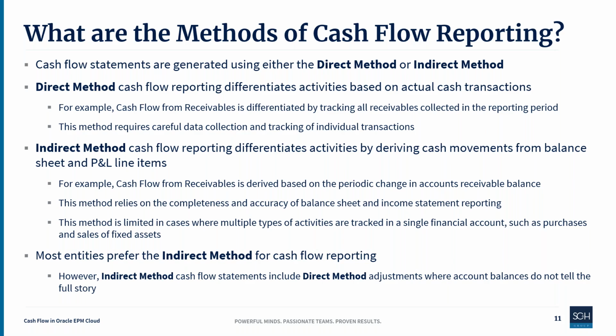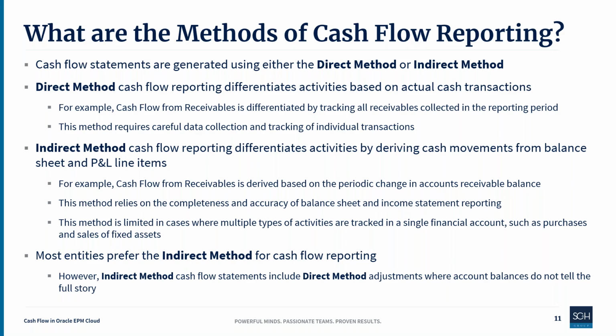It requires pretty substantially careful data collection, because in order to be able to say what all of your cash expenditures were and all of your cash incomes were, you need to actually have a record of all of those activities. The indirect method, on the other hand, involves a little bit less of a data collection burden. Instead of differentiating your cash activities based on the actual transactions, you derive it based on your balance sheet and P&L line items. So for example, your cash flow from receivables, whereas in direct method, you would just track all of the invoices that get paid.